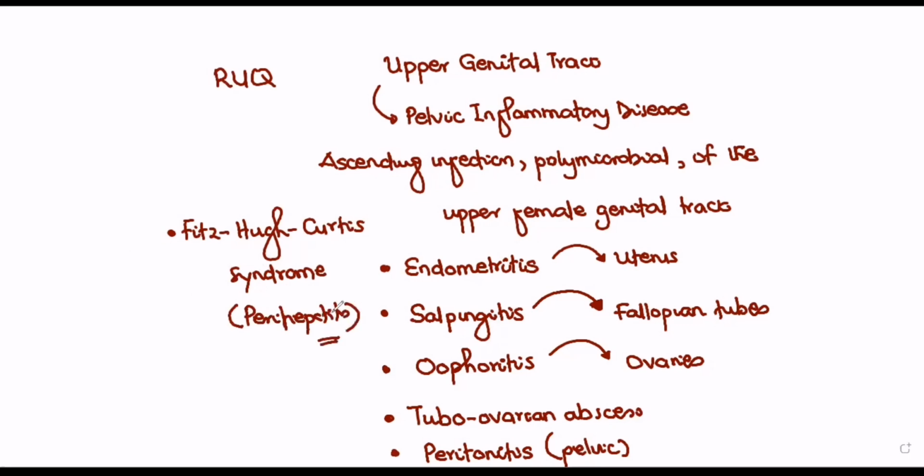So you see how we've worked our way up. First, endometritis, salpingitis, ovaritis can also give you tubal and ovarian abscess, pelvic peritonitis, and if it involves the peritoneum in the right upper quadrant, you have Fitz-Hugh-Curtis syndrome. Are we good? Yes, sir. So can I clear my board?